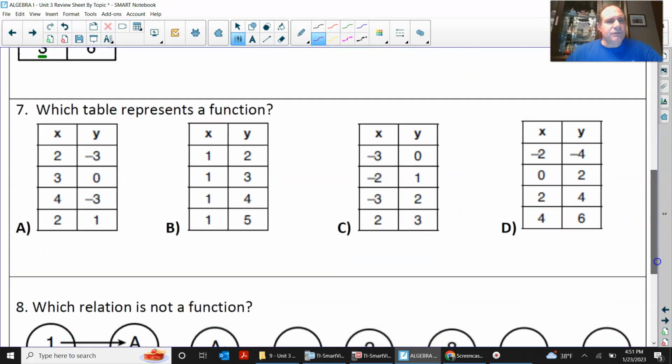All right, number 7, which table represents a function? Over and over again, 2 and 2, that repeats, goes to different y's. That is not a function. 1 repeats and goes to all different y's. Not a function. -3 repeats and goes to a different y. Not a function. D has to be the answer. -2, 0, 2, and 4. This is the function. Every x has its own y.